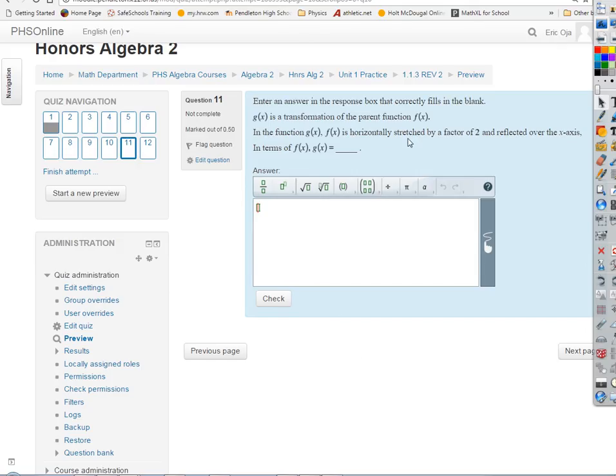This time we're going to horizontally stretch by a factor of 2 and reflect over the x-axis. So reflecting over the x-axis, remember, that means a is negative. So I'm going to multiply the whole function by -1. But to horizontally stretch, that means I'm going to multiply x by the reciprocal of 2, which is 1/2. So I've got minus f of, inside the function, the reciprocal of 2 times x. There's my 1/b, remember.